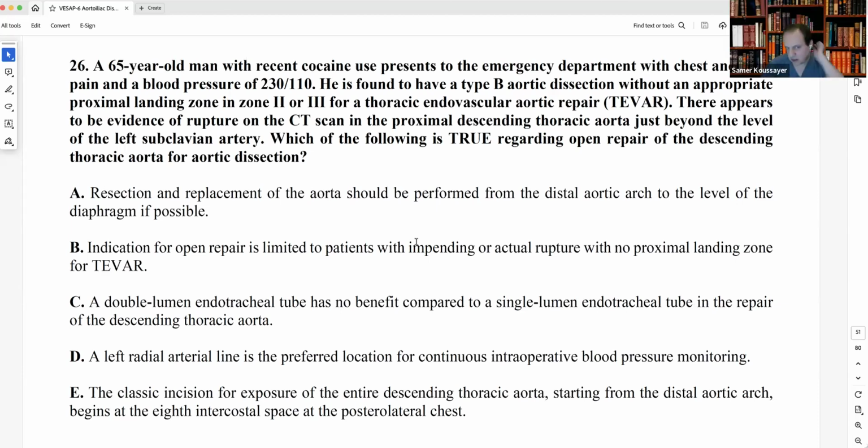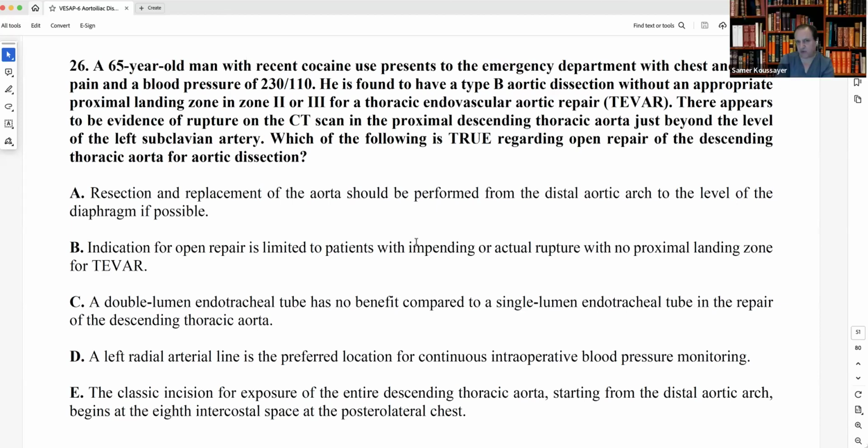All right, let's see first. Now, the first line of repair of aortic dissection is endo or open? It is endo. Correct. All the data showed that the mortality is lower with endovascular. So now the first line of treatment for dissection is endo, not open. So when do we do an open? When you have a rupture and you cannot control it. Yes. And this patient, they said zone 2 and 3, there's no landing zone. Correct, and he's ruptured.